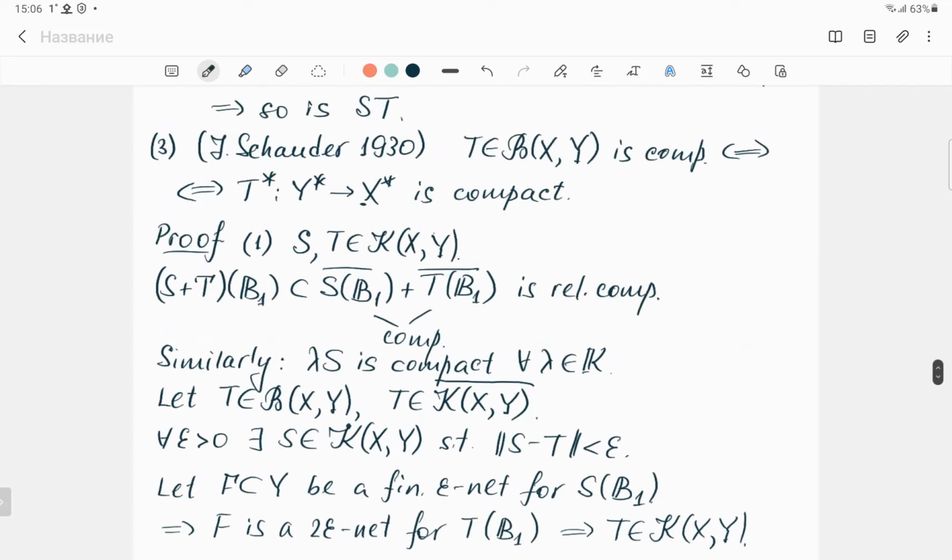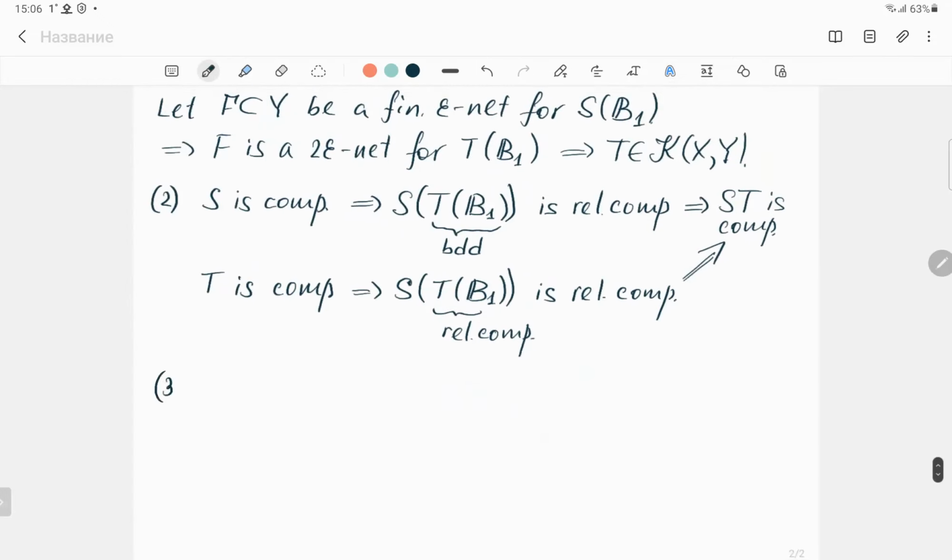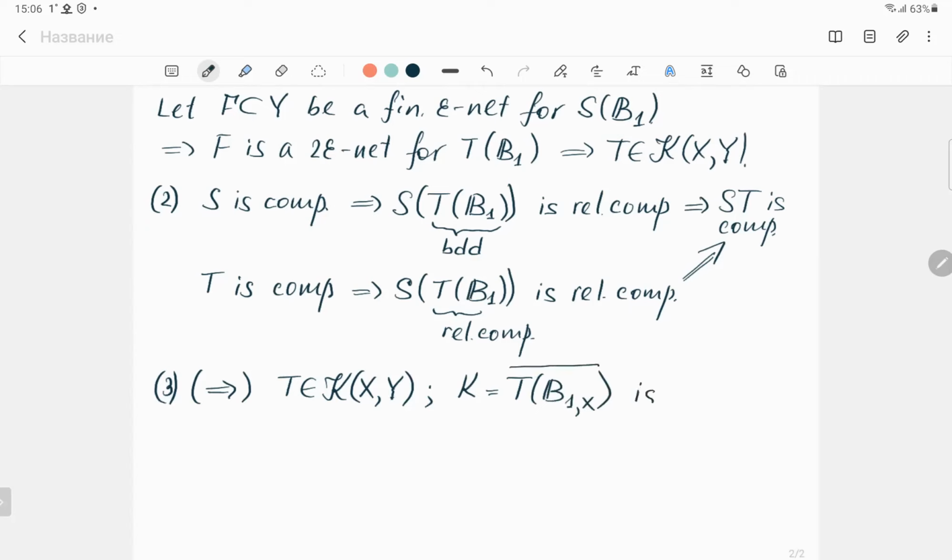And let's now prove Schauder's theorem, which states that T is compact if and only if the dual operator T star is compact. Well, let's start with the left to right implication. So we assume that T is compact. T is a compact operator from X to Y. And let K denote the closure of the image of the unit ball under T. So this is a compact subset of Y.